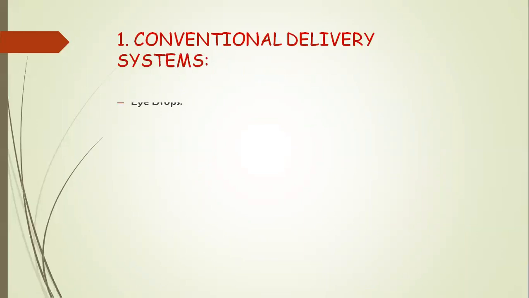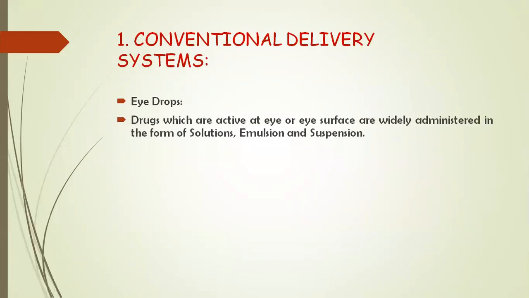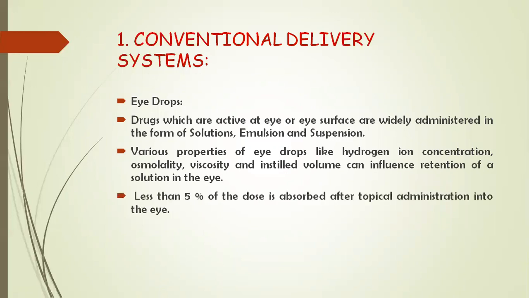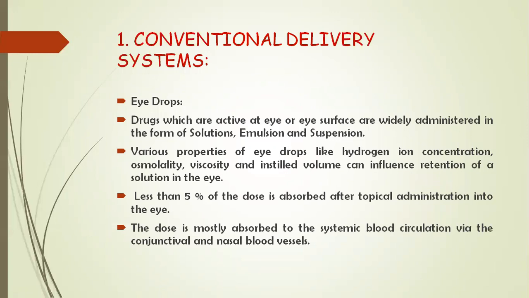Conventional delivery systems include eye drops, which are active at the eye or eye surface. They can be given in the form of solution, emulsion, or suspension. Various properties of eye drops like hydrogen ion concentration, osmolality, viscosity, and instilled volume can influence the retention of drug in the eye. Less than 5% of the dose is absorbed after topical administration into the eye. The dose is mostly absorbed via the conjunctival and nasal blood vessels.